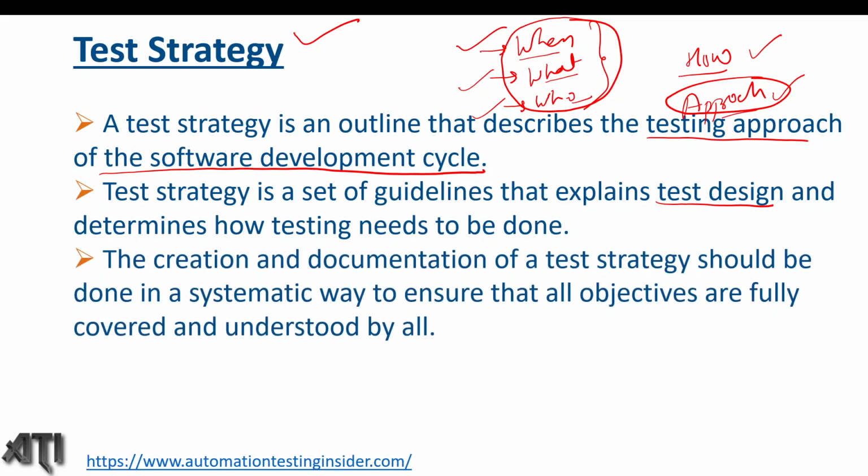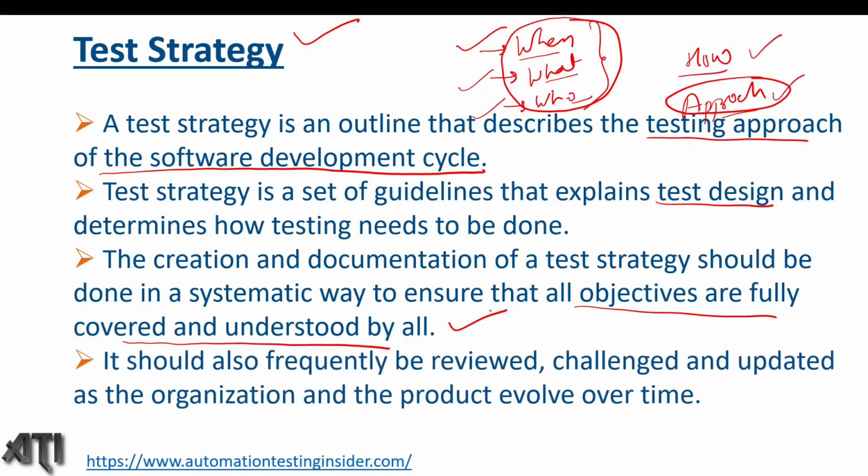The creation and documentation of test strategy should be done in a systematic way to ensure that all objectives are fully covered and understood by all. So this is an important point. It should also frequently be reviewed, challenged, and updated as the organization and the product evolve over time. So basically the test plan varies from project to project, and the test strategy we will prepare at organization level. We'll see this when we talk about the differences between test plan and test strategy in the next slide.